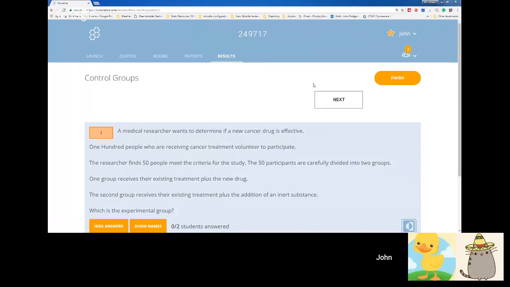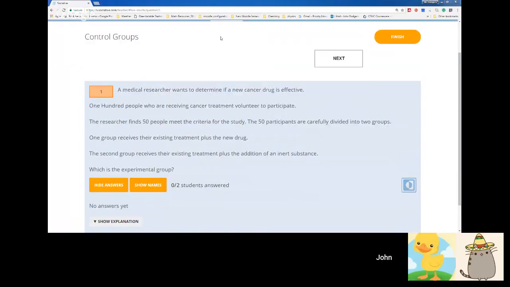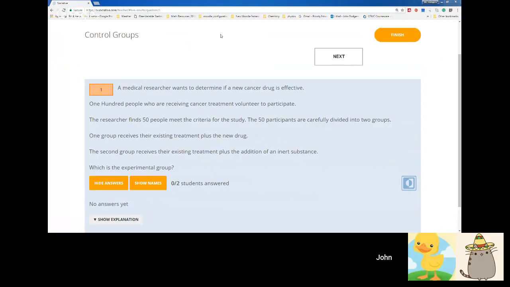Okay, so here's the example. This is actually a cancer example, and I'm familiar with cancer studies, and I know it can be an emotional thing. It was either cancer or smoking, I didn't know which. Anyway, I went with cancer. A medical researcher wants to determine if a new cancer drug is effective, and this can be a tricky business. 100 people who are receiving cancer treatment volunteered to participate.